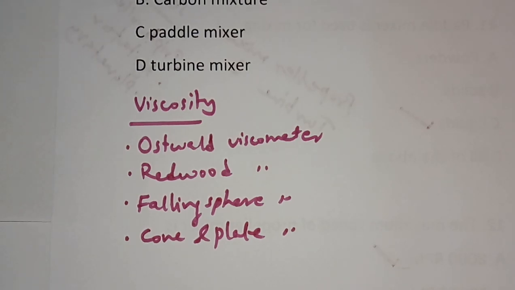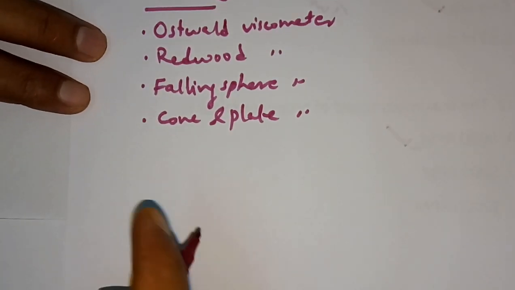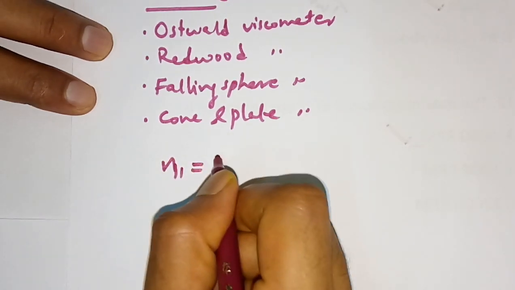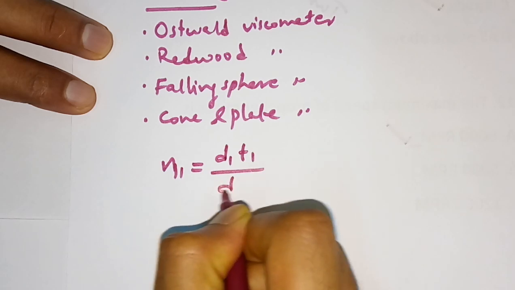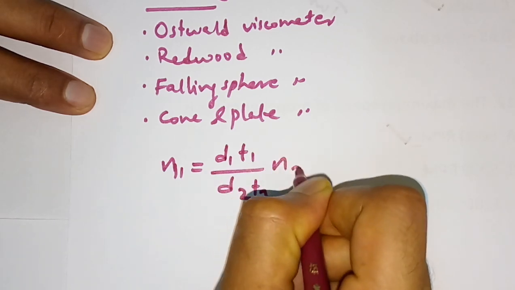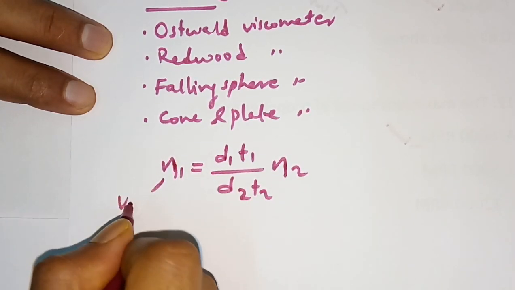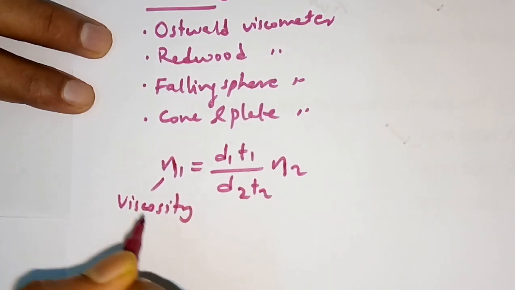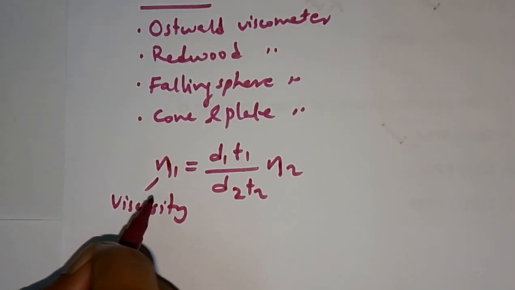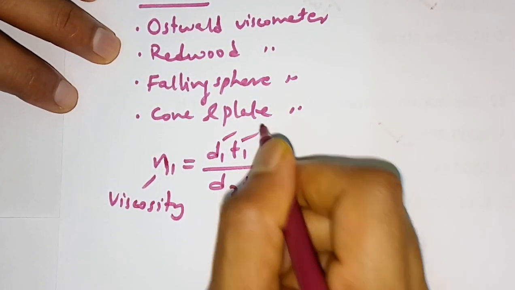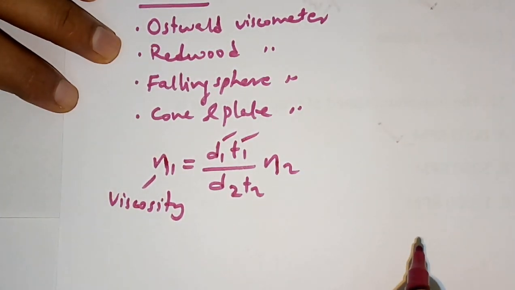So in case of the Ostwald viscometer, there is a formula for finding out the viscosity of an unknown liquid. Here is the equation: N1 is equal to d1 T1 divided by d2 T2 into N2. Here N1 is the viscosity of the unknown liquid. D1 is the density of the unknown liquid. T is the time to fall down.